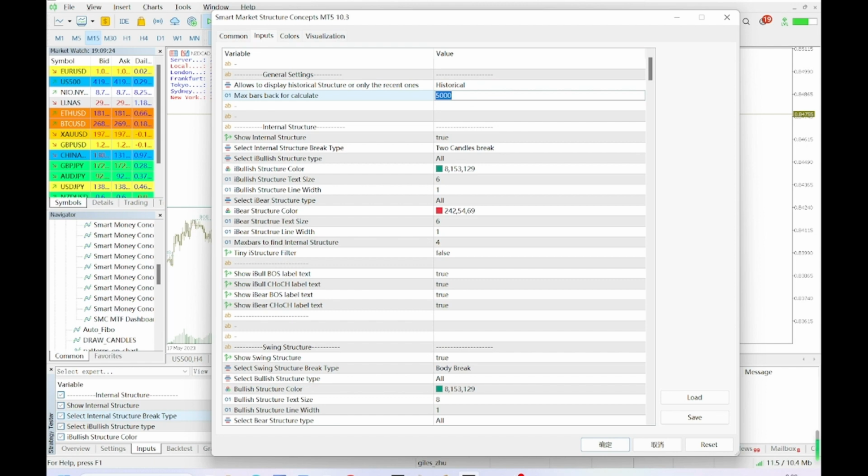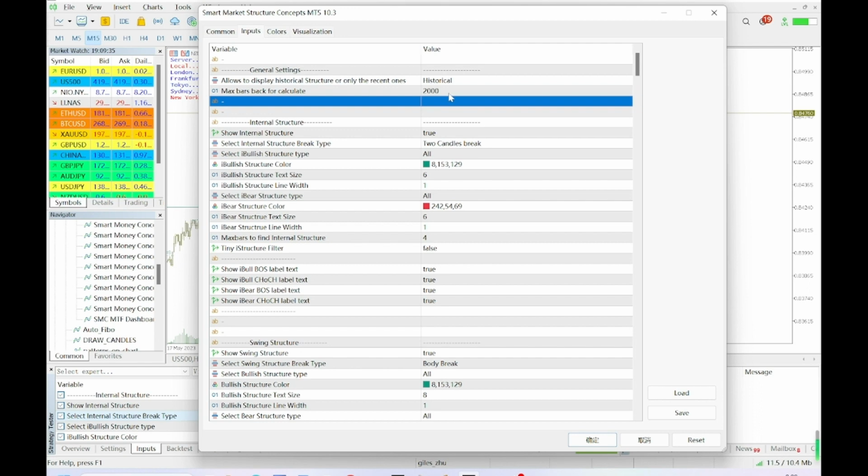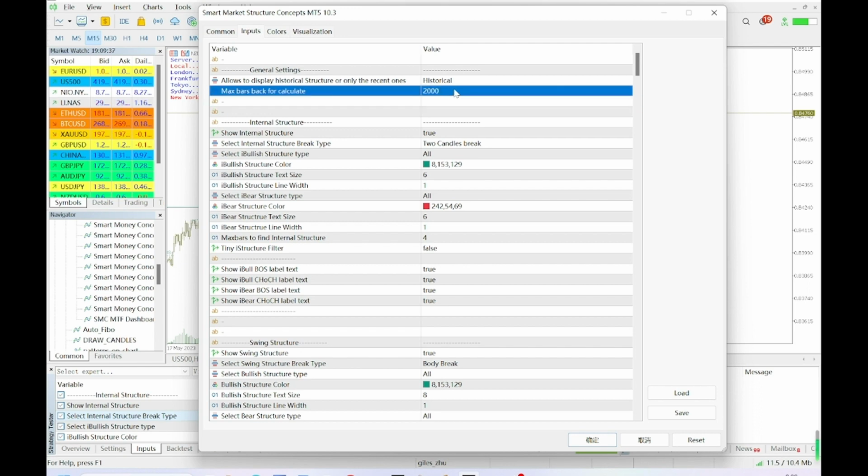The second setting specifies the number of historical candles that the program needs to calculate, with a default of 2000. If you need to observe more historical data, set this value higher. At the same time, the loading speed of the indicator will slow down.